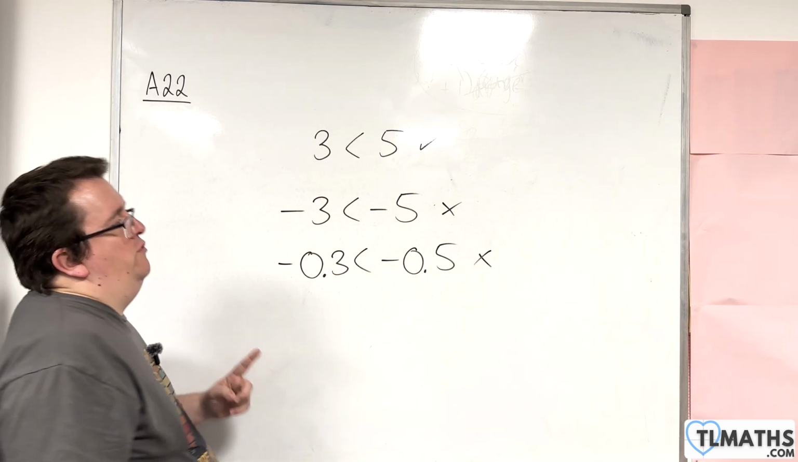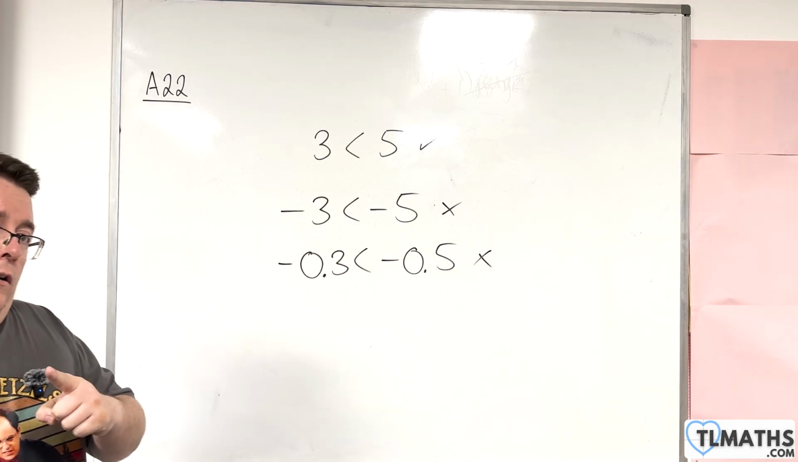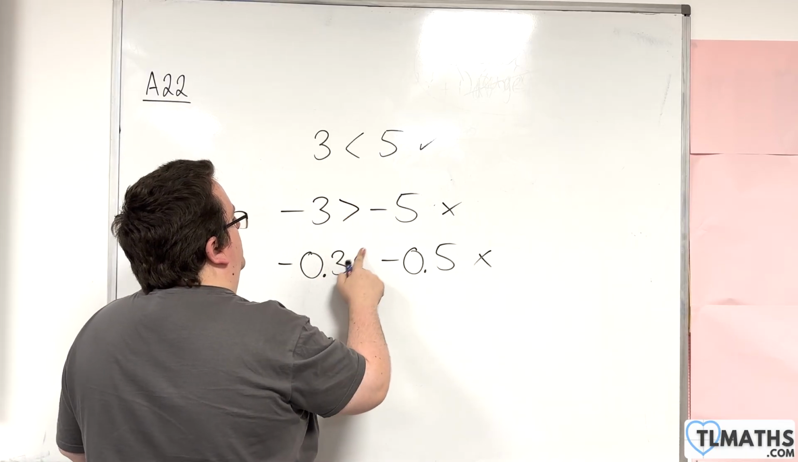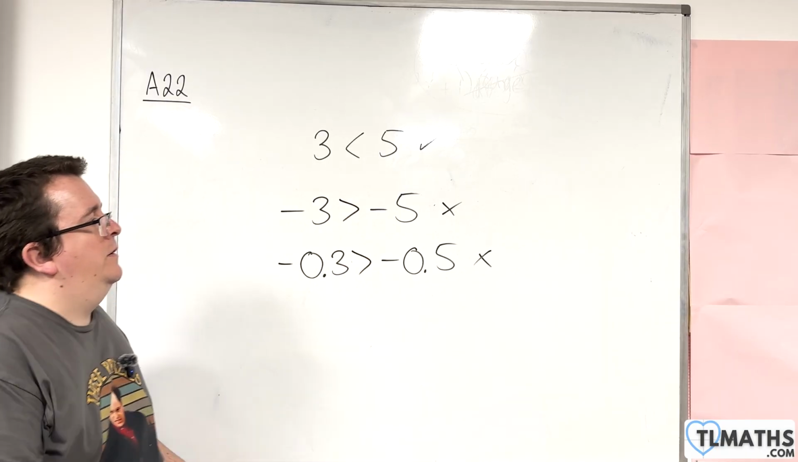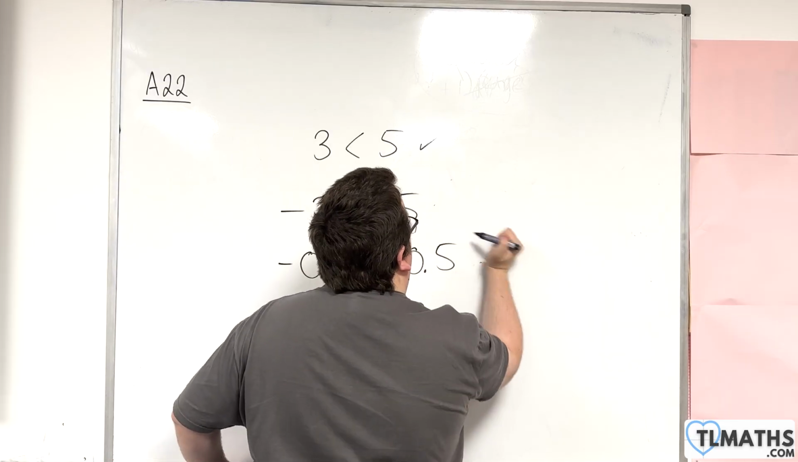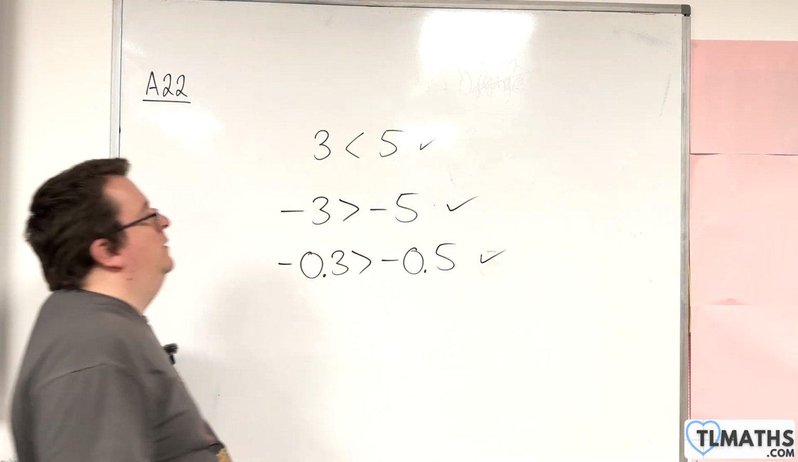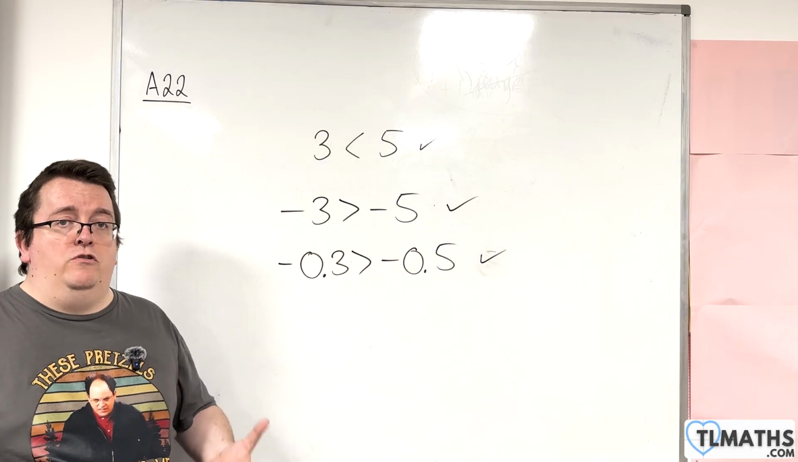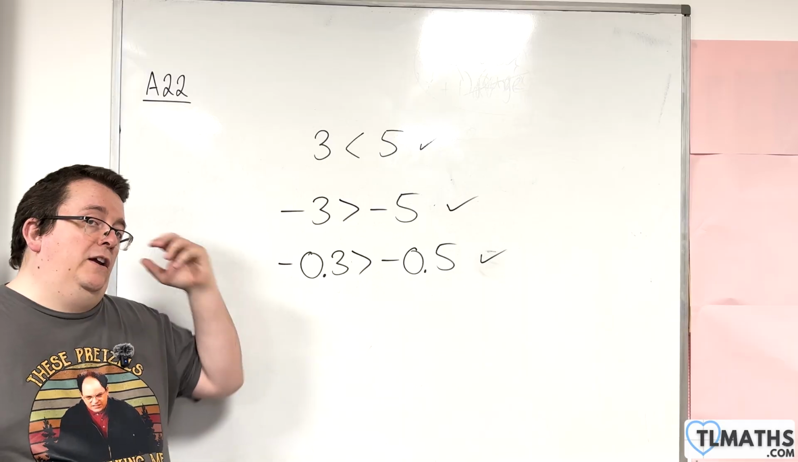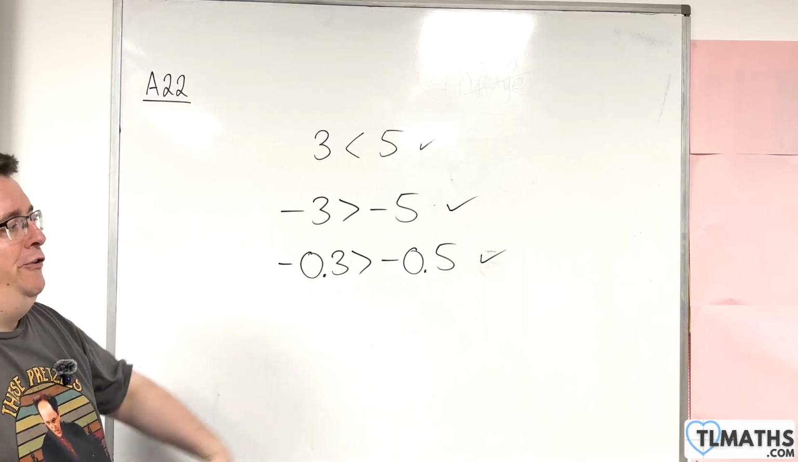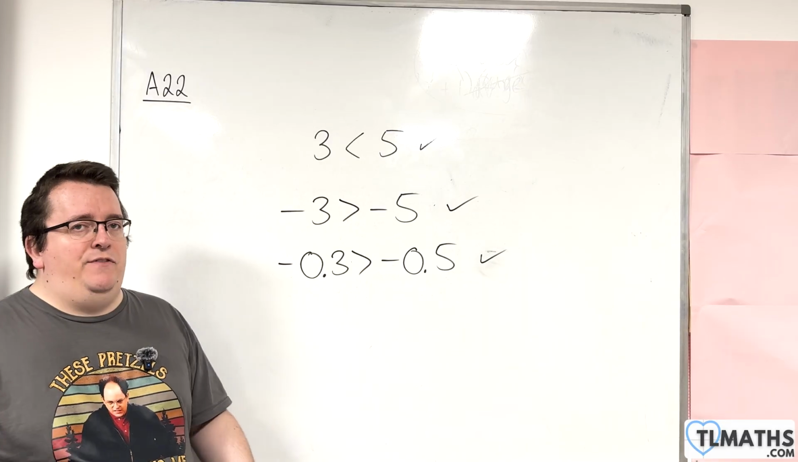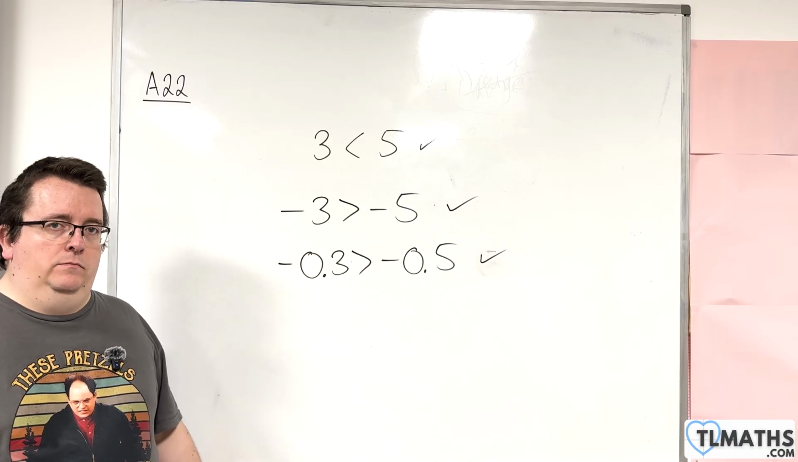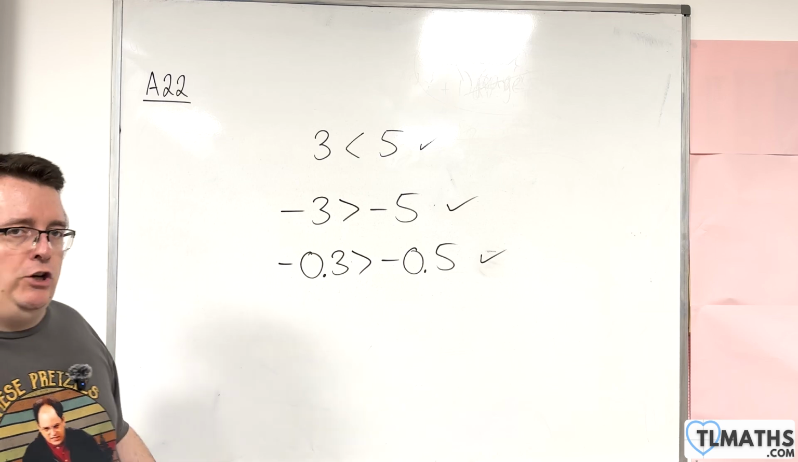They would both be true if the inequality symbol was flipped round. Okay, so now both of these statements are true. So the statement that you get afterwards is true if you swap the inequality symbol. So multiplying or dividing by a negative number, you need to swap the inequality symbol. You need to change the direction of it.